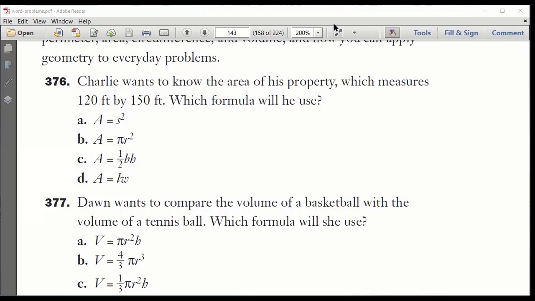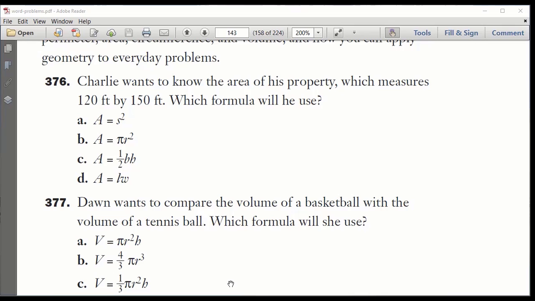Charlie wants to know the area of his property, which measures 120 by 150 feet. So 120 feet by 150 feet, what kind of shape is it? Is it kind of circular? Is it kind of triangular? Is it kind of square, rectangular? What kind of shape is it? Square? 120 feet by 150 feet. Rectangle. Rectangular kind of shape, right?